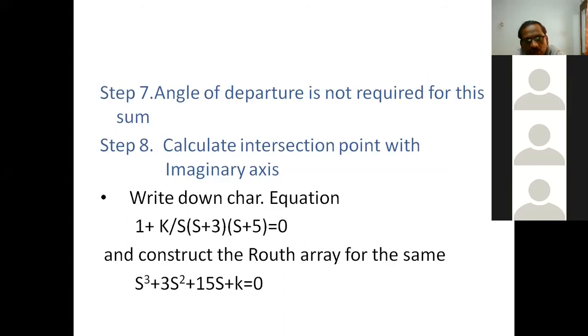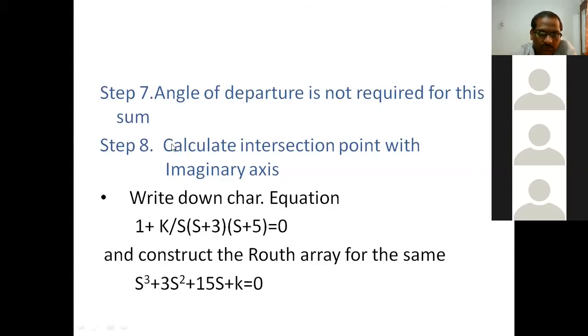Once we decide the breakaway point, the next step is to decide the angle of departure. Now this angle of departure and angle of arrival calculation is required for a transfer function where complex poles and zeros are defined. In this sum, no complex poles and zeros are given. We have only real poles. So we can skip this step 7, and go for the next step, that is calculation of the intersection point with the imaginary axis.